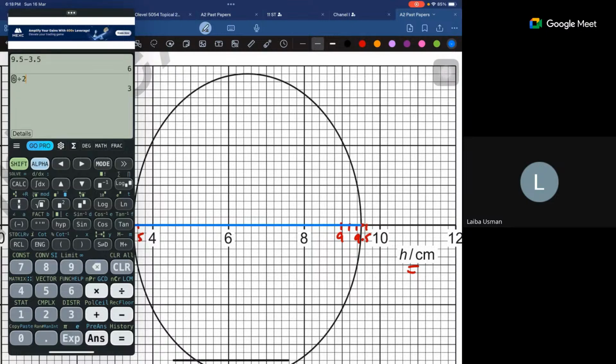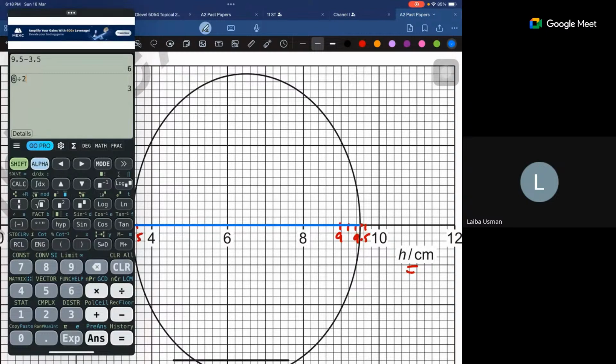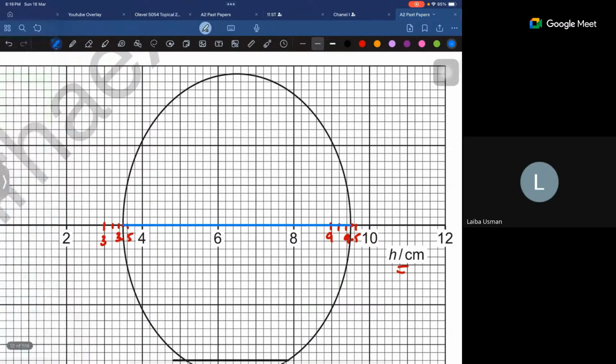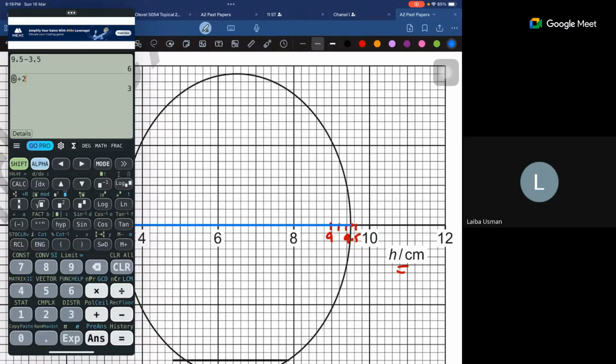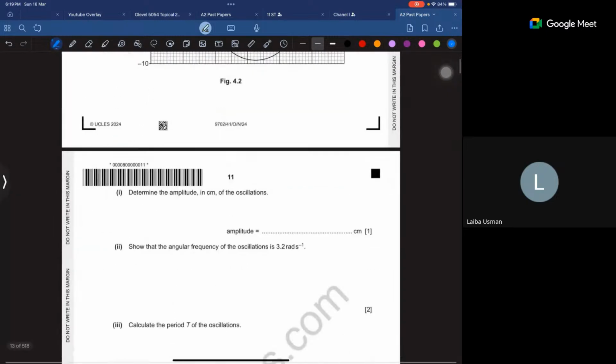And if I divide by 2, that's going to be 3. So I have to go 3 forward. That means the amplitude is just 3. And the center of this lies somewhere at 6.5, somewhere between 6.4 and 6.6. So this is actually the center of this. So this is going to be 3.0.